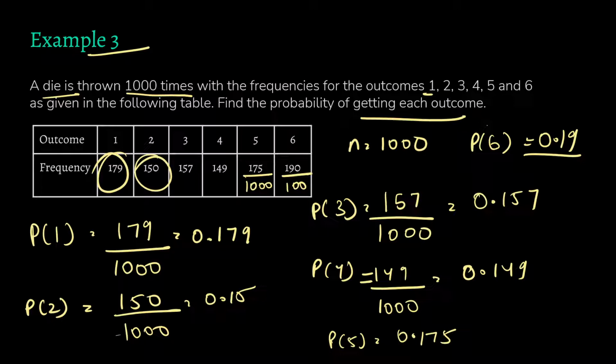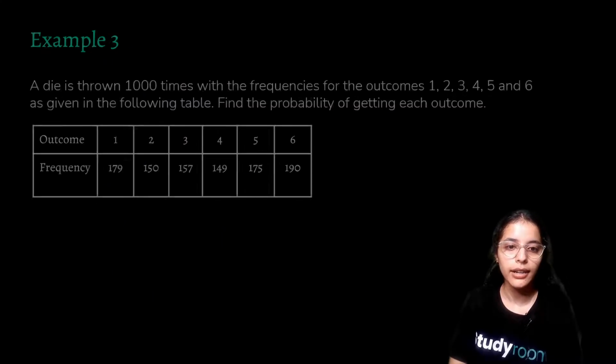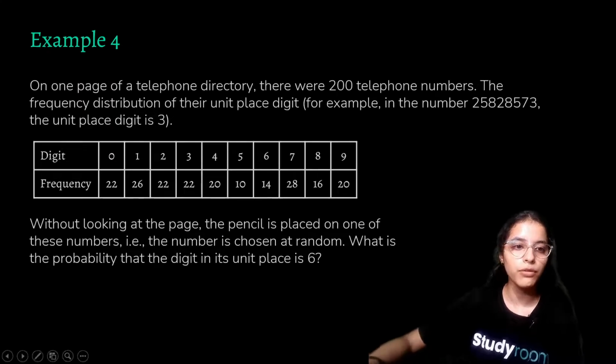So these are the probabilities of each of these outcomes that we can get in a die. And here also, if you add all these up, you'll get 1. That means that these are the only possible outcomes that could come if you roll a die. Now let us move on to our next question, that is our example number 4.